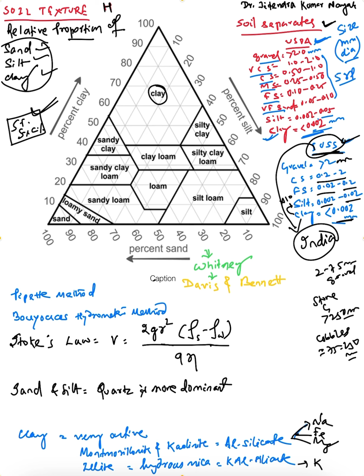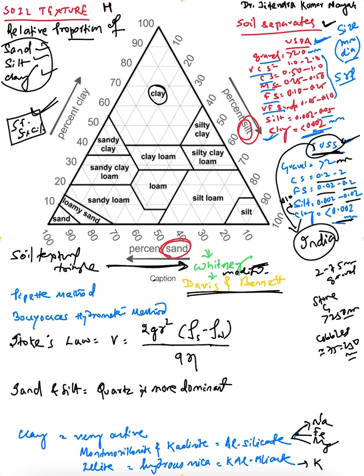This is a triangle, called the soil textural triangle. This triangle was first given by the scientist Whitney, and later it was modified by Davis and Bennett, but initially it was given by Whitney. The textural triangle has three sides. One side shows the proportion of sand, another side shows the silt percentage, and another side shows the clay percentage.